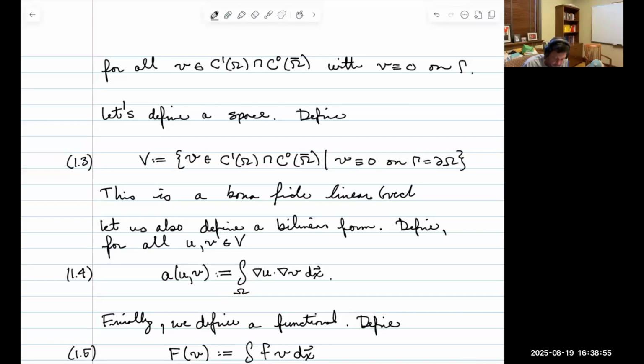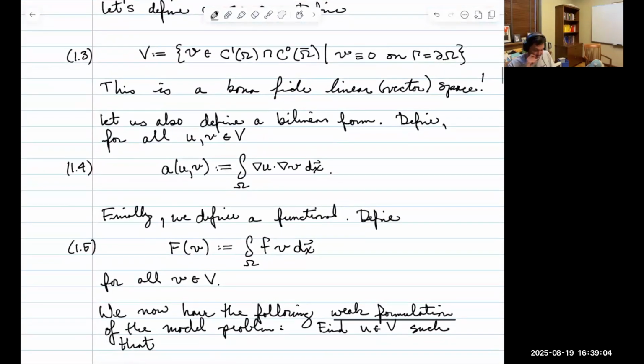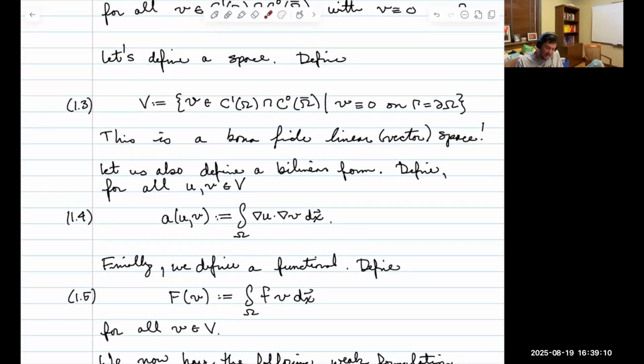Or vector space. Linear space or vector space. Bona fide means good and true. Right? Because I can take any functions, and if I add them together, I'm going to get another function from the same class. And if the functions are both 0 on the boundary, then the sum of the two functions is also 0 on the boundary, so clearly it will be. And if I take any scalar multiples of these functions, then the scalar multiple will also be in the space, or will also be in the set. So it's a linear vector space.